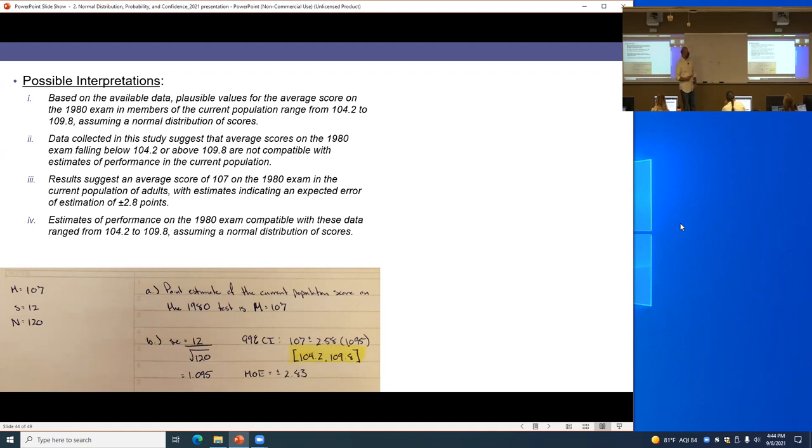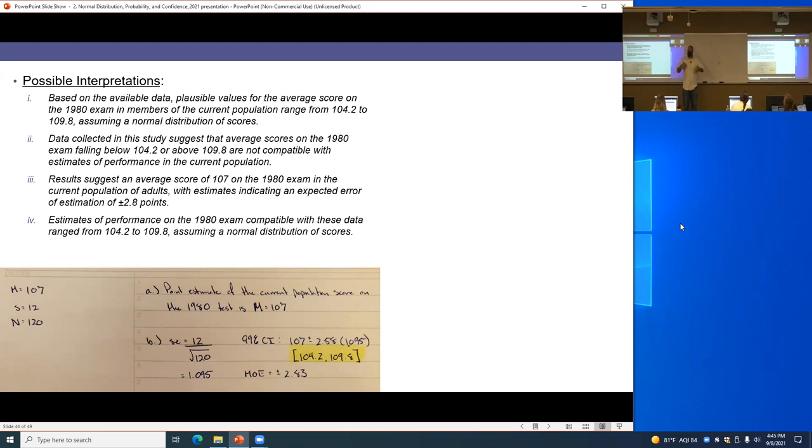Okay. So again, if I'm going to give interpretations, I'd say based on the available data, plausible values for the average score on the 1980 exam in members of the current population range from 104.2 to 109.8, assuming a normal distribution of scores. Data collected in the study suggest average scores on the 1980 exam falling below 104.2 or above 109.8 are not compatible with estimates of performance in the current population.